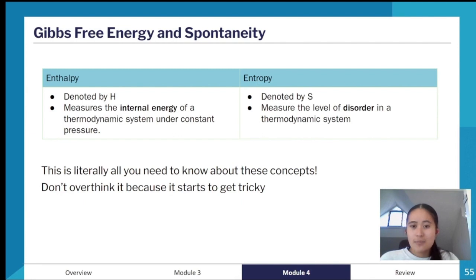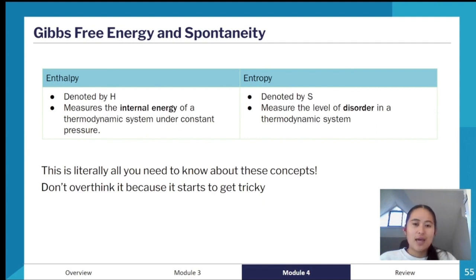It's easy to get them mixed up because they kind of sound the same, but they're completely different. So entropy is denoted by S, so change in entropy is delta S, and this is the level of disorder in a thermodynamic system. Now, this is a little bit difficult to explain, but it's all about randomness and how chaotic the arrangement of something is.